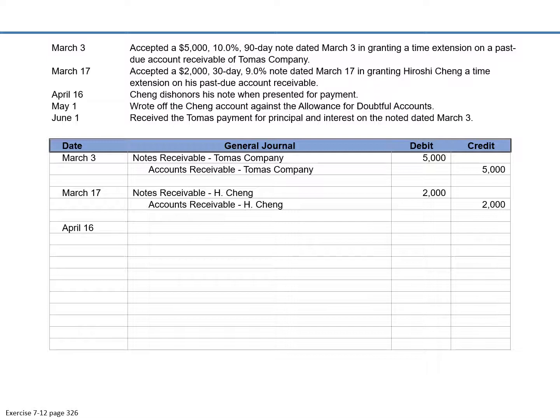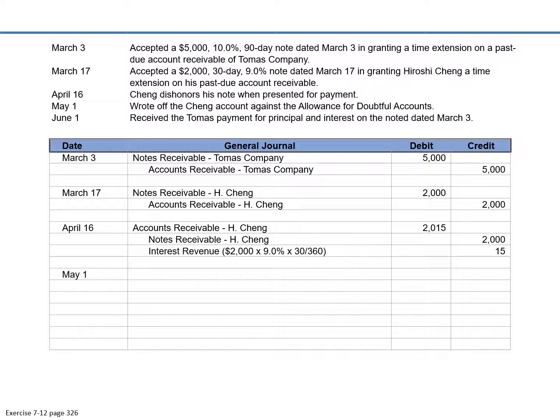Then on April 16th, Chang dishonors the note when presented for payment. So we're just going to put that back on our books. We debit accounts receivable and we credit notes receivable. And then we also record the interest revenue of $15, which is $2,000 times 9% times 30 divided by 360. So the amount that he owes us now in our account receivable is not only the original balance that we granted him the extension on, but also the interest that's accrued, right?